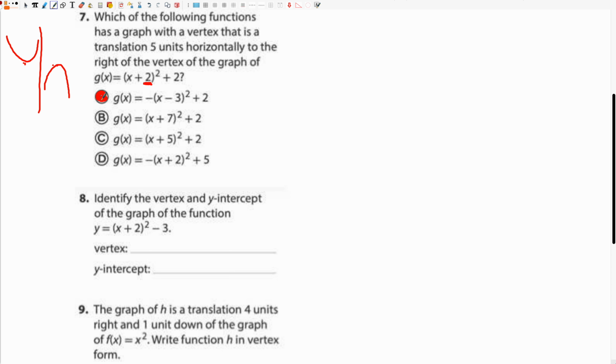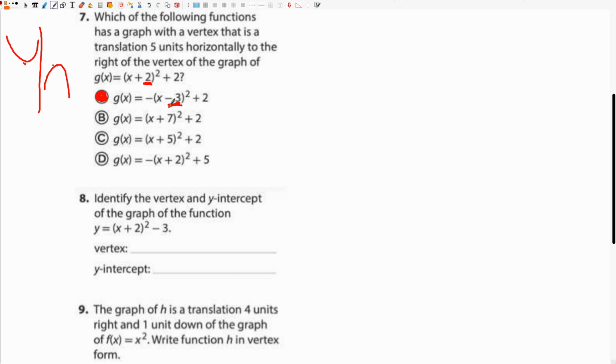So this number is what we're looking at. This one is 2 to the left of the y axis. This one is 3 to the right. It's 5 to the right.